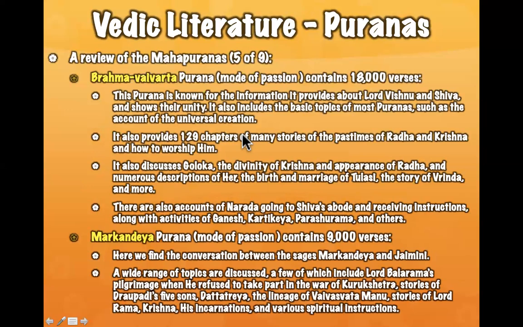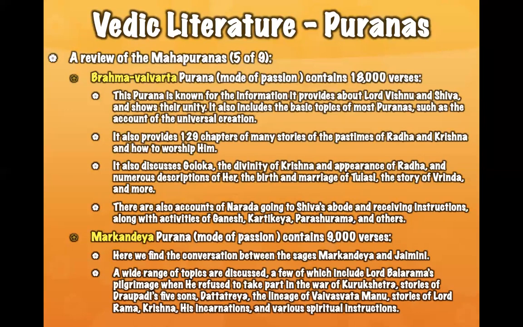Then we have the Brahma Vaivarta Purana, 18,000 verses. This Purana is known for information it provides about Lord Vishnu and Lord Shiva, and shows their unity. And it also includes the basic topics of most Puranas, such as account of the universal creation. It also provides 129 chapters of many stories of pastimes of Radha and Krishna, how to worship him. So this Purana actually has got a lot of information about the pastimes of Krishna.